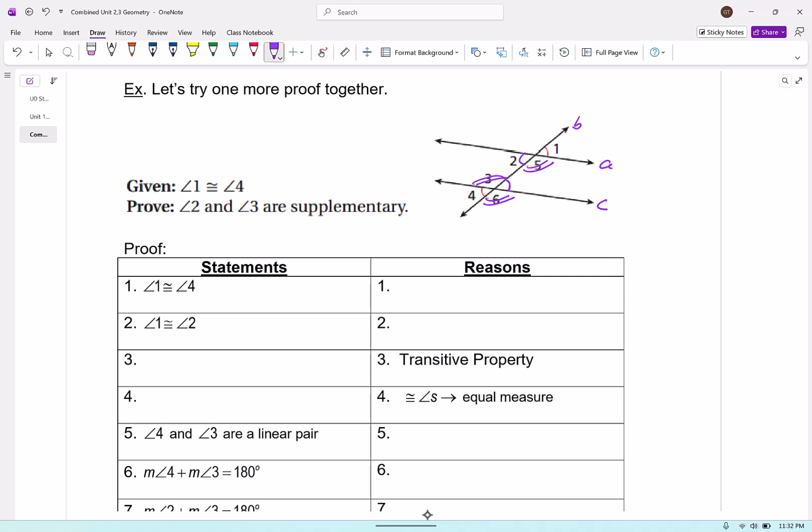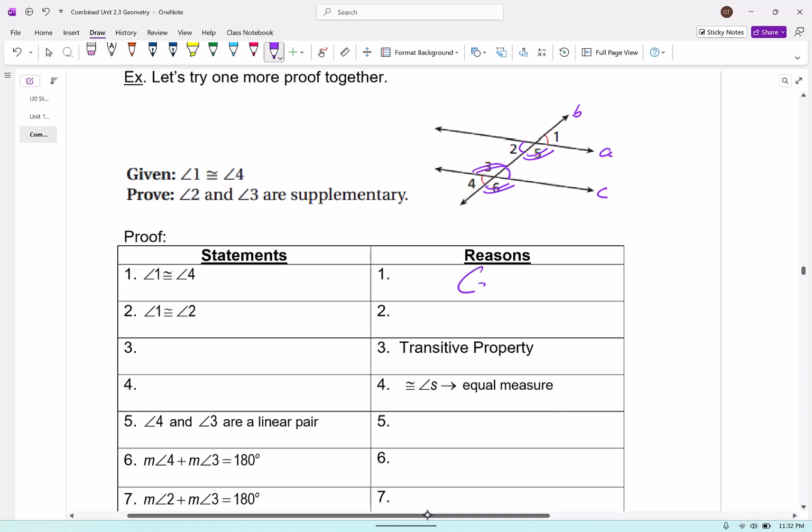So you can start to see there's a lot of symbols that could be on any given diagram to help you keep track of it. So we have our given information. Where's the reason? It is the given. Fantastic. So angle 1 is congruent to angle 4. We see that with the arc mark. Awesome. So we see then that 1 and 2 are congruent to each other. We know that because of the vertical pair theorem.